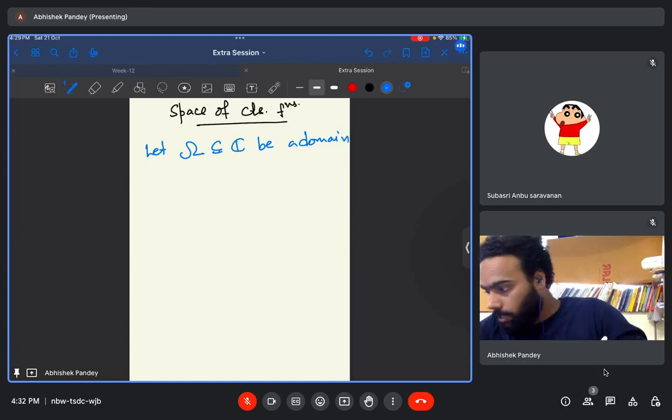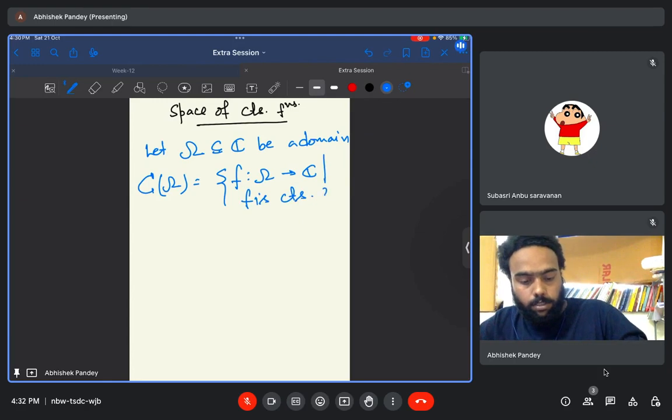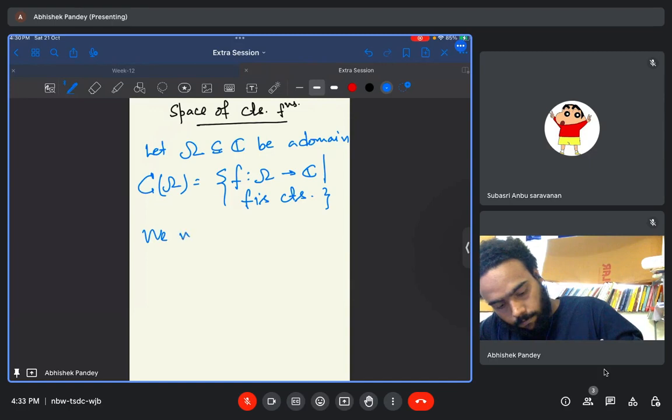So what you are going to do is consider the set C of omega as f such that f from omega to C is continuous. So this is your set. We want to define a metric on C of omega.